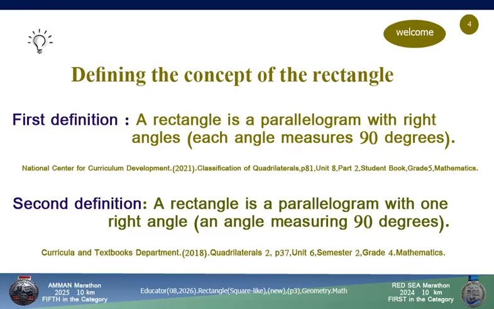Defining the concept of the rectangle. First definition. A rectangle is a parallelogram with right angles. Each angle measures 90 degrees. Second definition. A rectangle is a parallelogram with one right angle, an angle measuring 90 degrees.